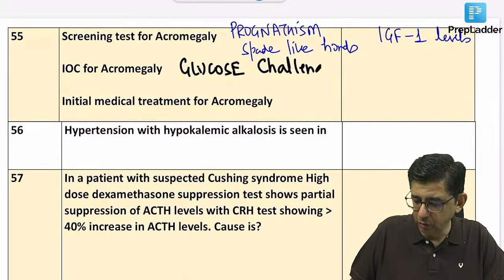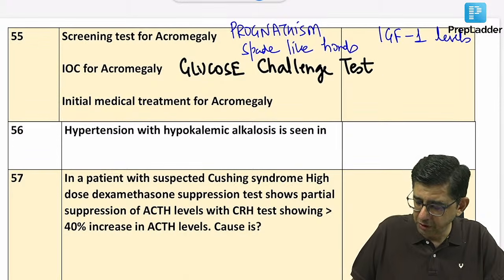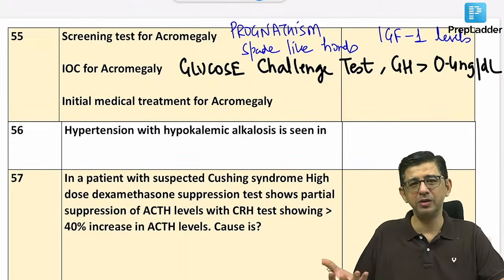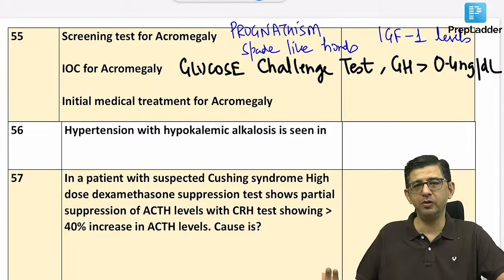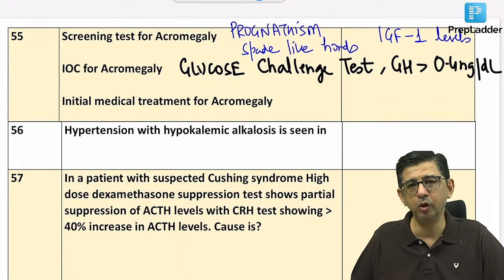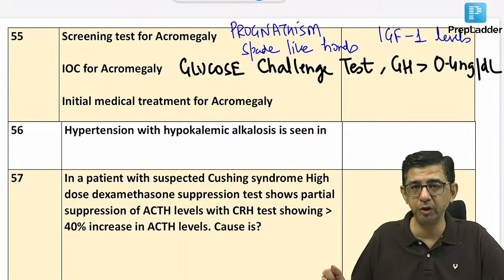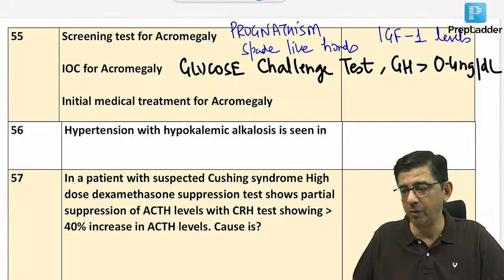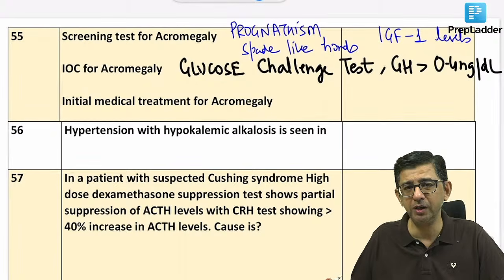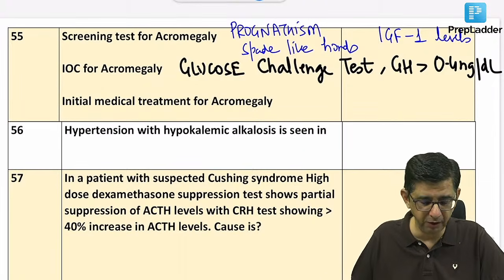Normally, when you give glucose to somebody, it causes suppression of growth hormone. But in this patient, the growth hormone values will usually remain more than 0.4. That's because the suppression will not happen, because the tumor is not going to respect physiology. The tumor is going to do its own thing. So the growth hormone levels remain elevated in spite of giving sugar. The peculiar thing to remember is that the glucose challenge is what you study with respect to diabetes, but today we're talking about an endocrine condition where we are using this.